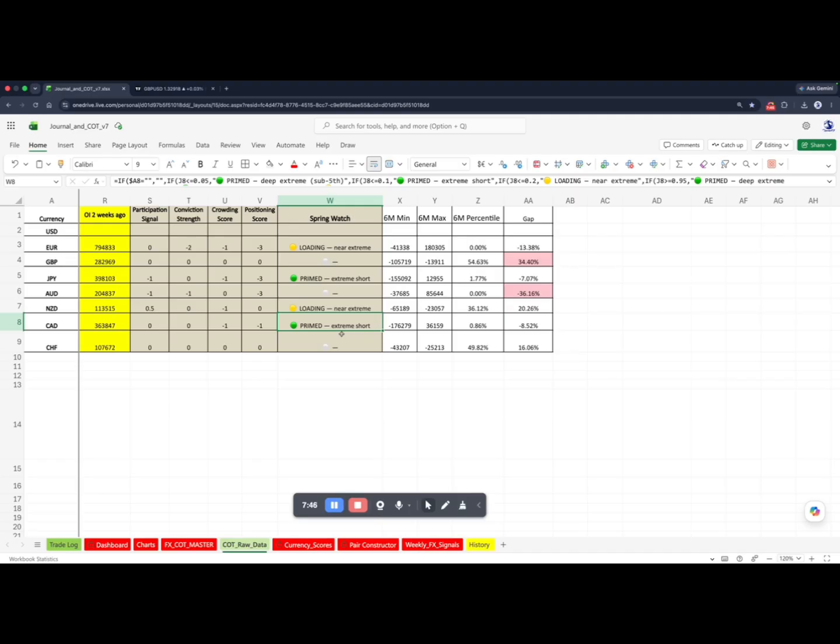That's not me just saying it. That's what the data supports and suggests exactly what happens. Like there's a 100% guarantee that these are going to pull away violently, Canadian dollar and the Japanese yen.